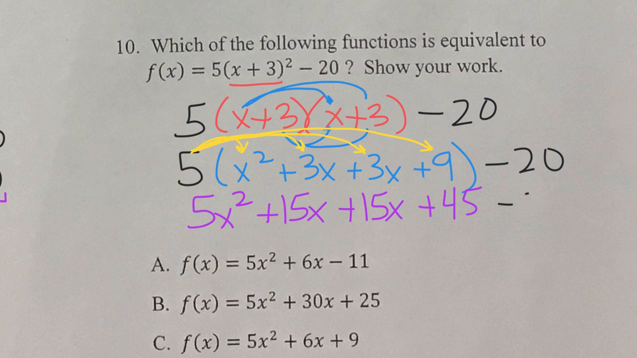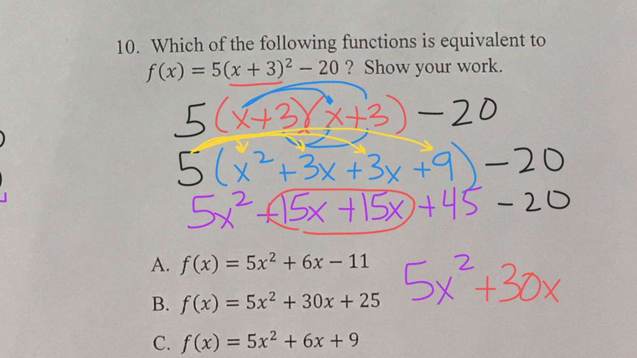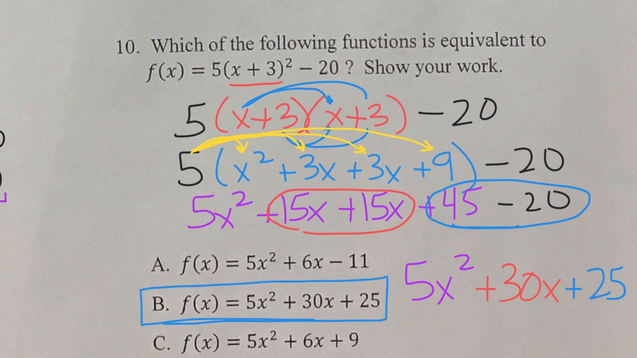And then my last thing to do is minus 20. Okay, so combining our like terms, we have a plus 15 and a plus 15. That's plus 30x. I still have my 5x squared. And then my other like terms are my plus 45 and my minus 20, which gives me a plus 25. And my answer is going to be B, my simplified version.